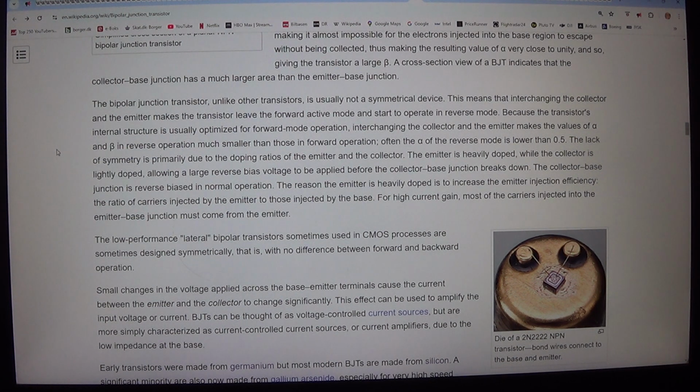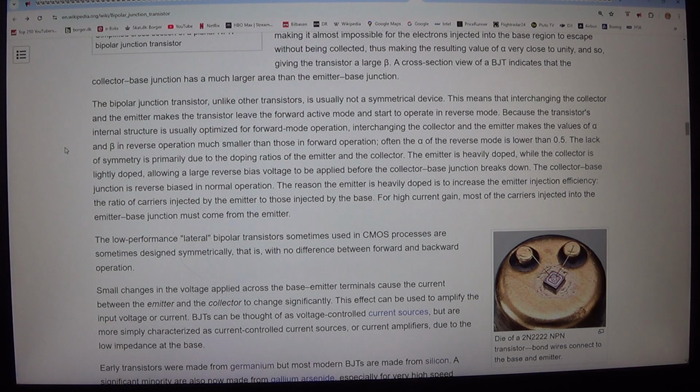The lack of symmetry is primarily due to the doping ratios of the emitter and the collector. The emitter is heavily doped, while the collector is lightly doped, allowing a large reverse bias voltage to be applied before the collector-base junction breaks down. The collector-base junction is reverse biased in normal operation.